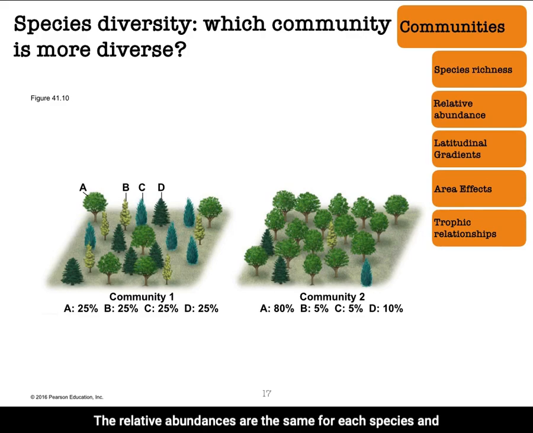The relative abundances are the same for each species in community 1. Each species makes up approximately 25% of the total number of individuals, while in community 2 there is a dominant species, species A, which makes up 80% of the individuals, with only one individual of each of the other species. It can be more challenging to determine which community is more diverse when both of these complementary components of diversity differ, especially if they differ in opposing ways. There are algorithms that help ecologists sort out these more complicated situations.